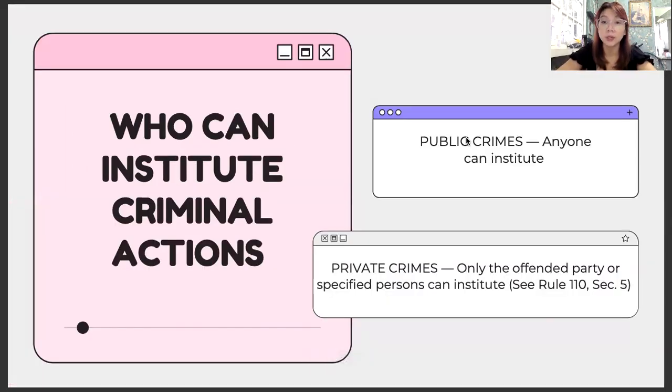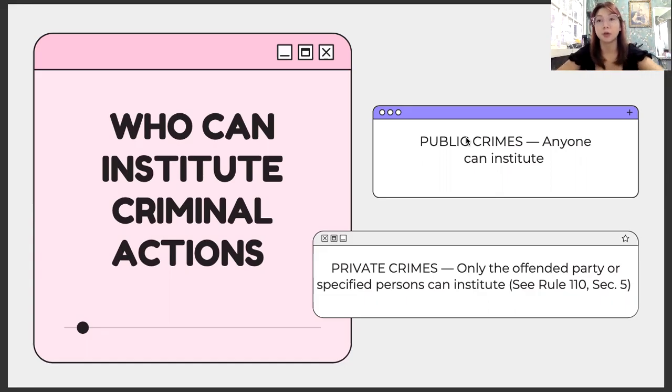We go now to who can institute criminal actions. So for public crimes now, anyone can institute. While for private crimes, such as, if we remember from our Criminal Law 2, adultery, concubinage, ganyan, only the offended party here or the specified persons can institute.